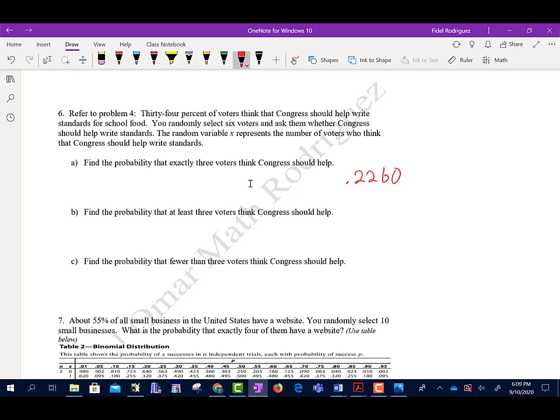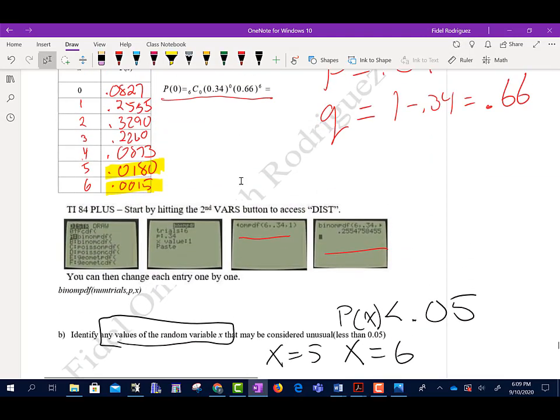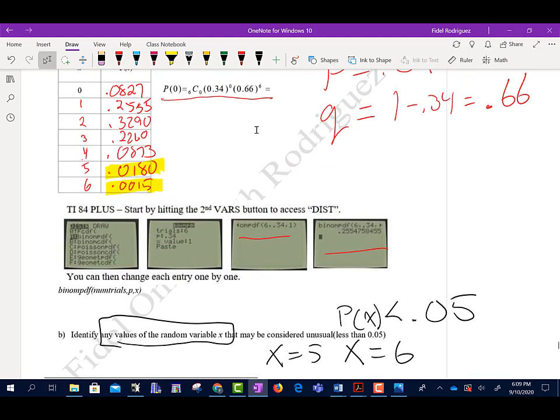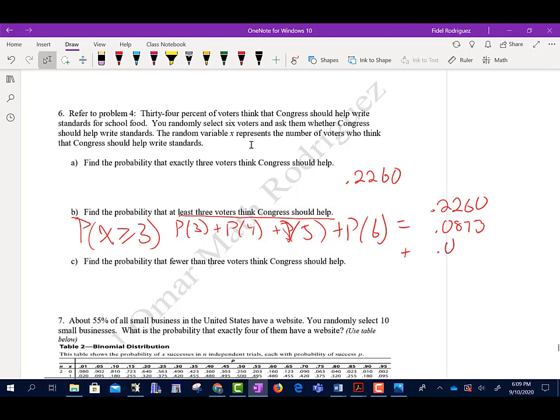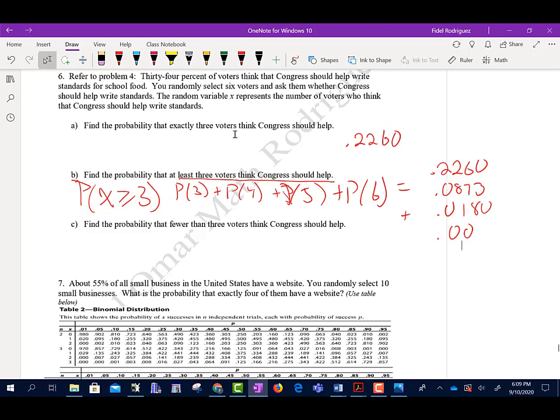Now, look at part B. It says find the probability that at least 3 voters think Congress should help. At least 3. What does that mean? At least 3 means that we should have more than or equal to 3. So it means that we could have 3 and 4 and 5 and 6, right? So I'm going to take 3, which we already know, we wrote it down, 0.2260, and what was 4? Let me scroll back up to the top. 4 was 0.0873, and then 0.0180, and then 0.0015, okay?